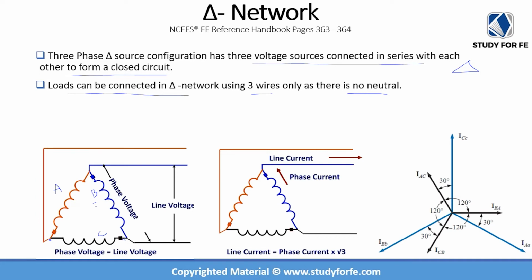You can add a neutral to a delta network. It's typically done for grounding purposes by making a connection from any of the ends to the ground. So that would be a grounded delta network. But a standard delta network does not have a physical ground, as opposed to a Y network where you can take the neutral and ground it through a resistance, or solidly ground it, or even leave it floating. So in the case of a delta network, the neutral is not available right away.